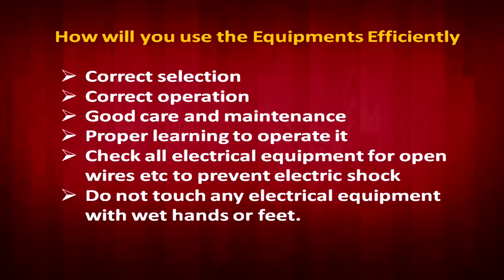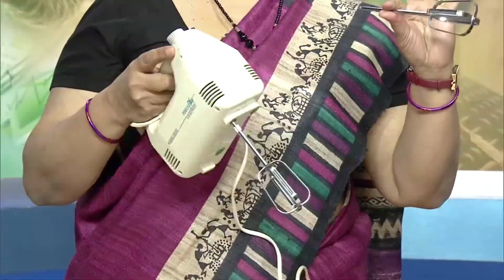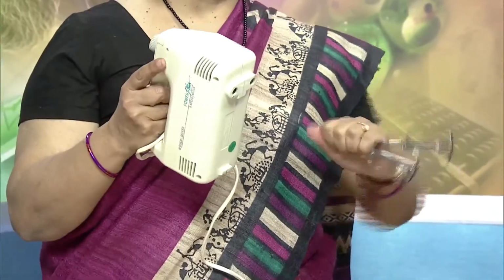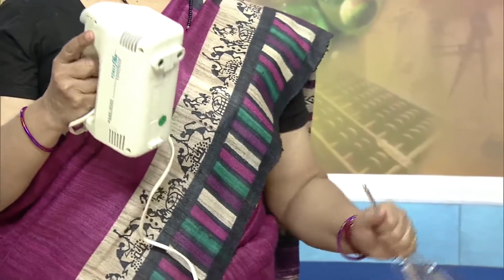We will also learn how to care for and maintain household equipment. Let us see what care we should take. The correct selection you have already told us. Yes. Then correct operation. We must know how to operate. For example, this is one instrument. I have to hold it, I have to plug it. But if I do not know that this is detachable, this is detachable, and these things are kept aside and I do not know how to fix it and operate it, then it will not be of use to me.